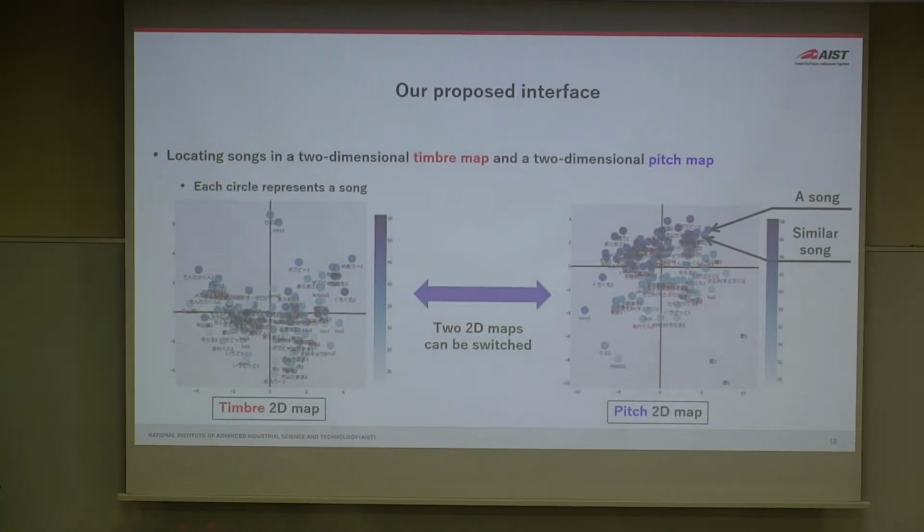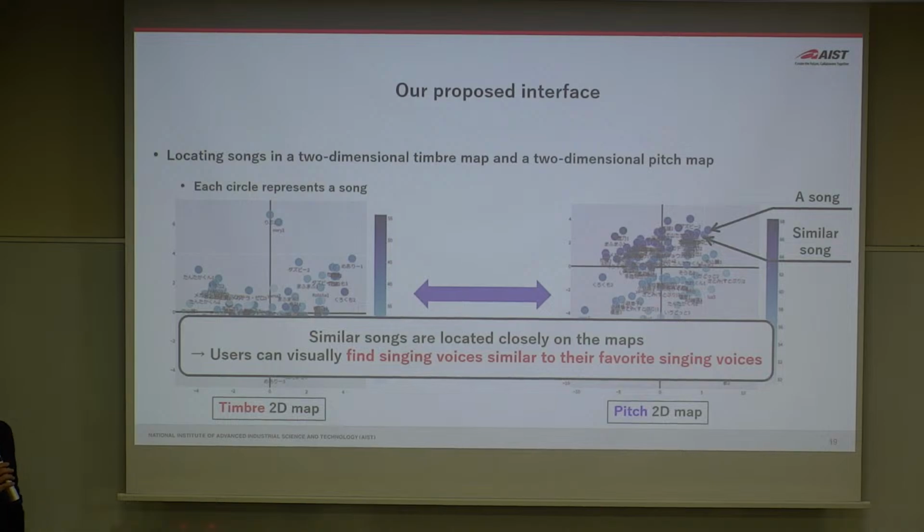This is our proposed interface. Our interface locates songs in a 2-dimensional timbre map and a 2-dimensional pitch map. These two 2D maps can be switched. Each circle represents a song. In this map, similar songs are located closely. Therefore, users can visually find singing voices similar to their favorite singing voices.